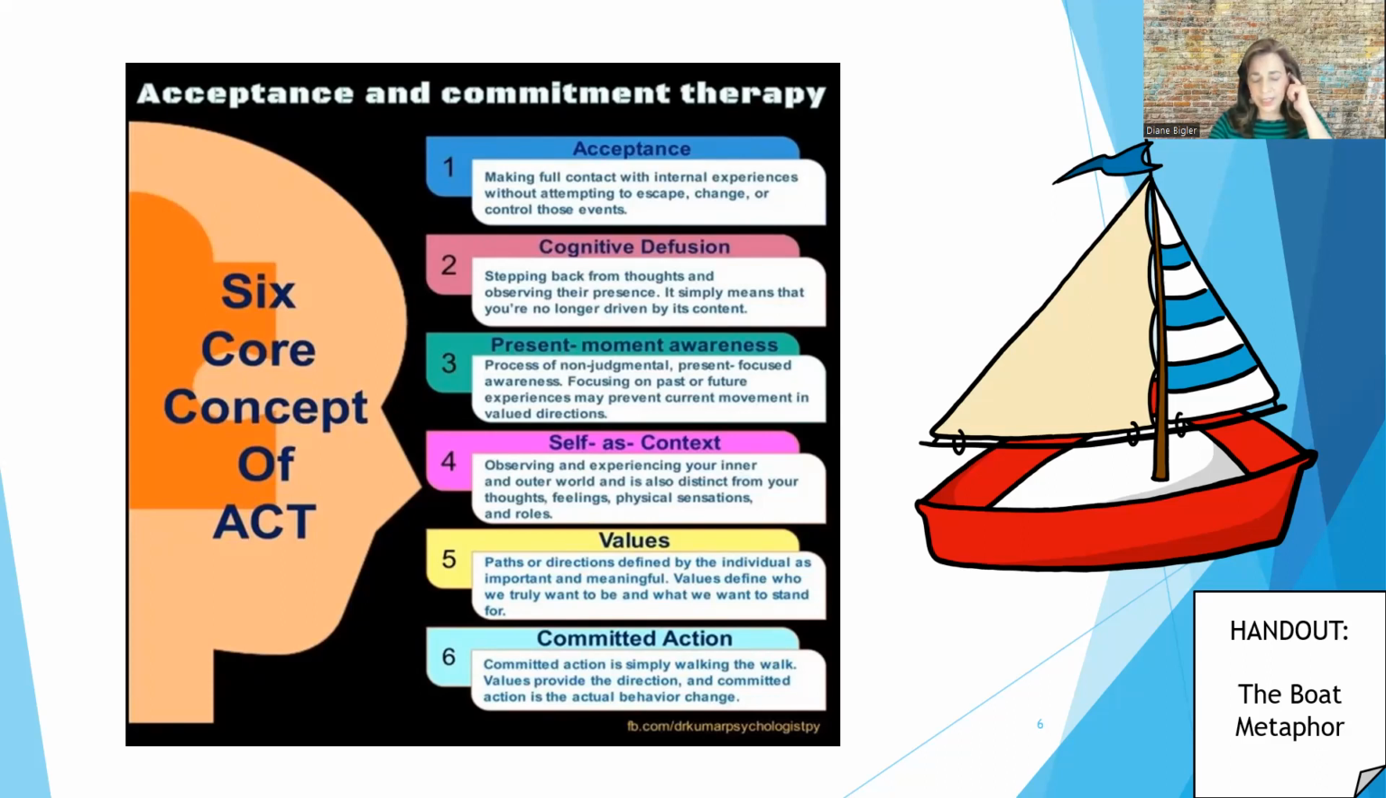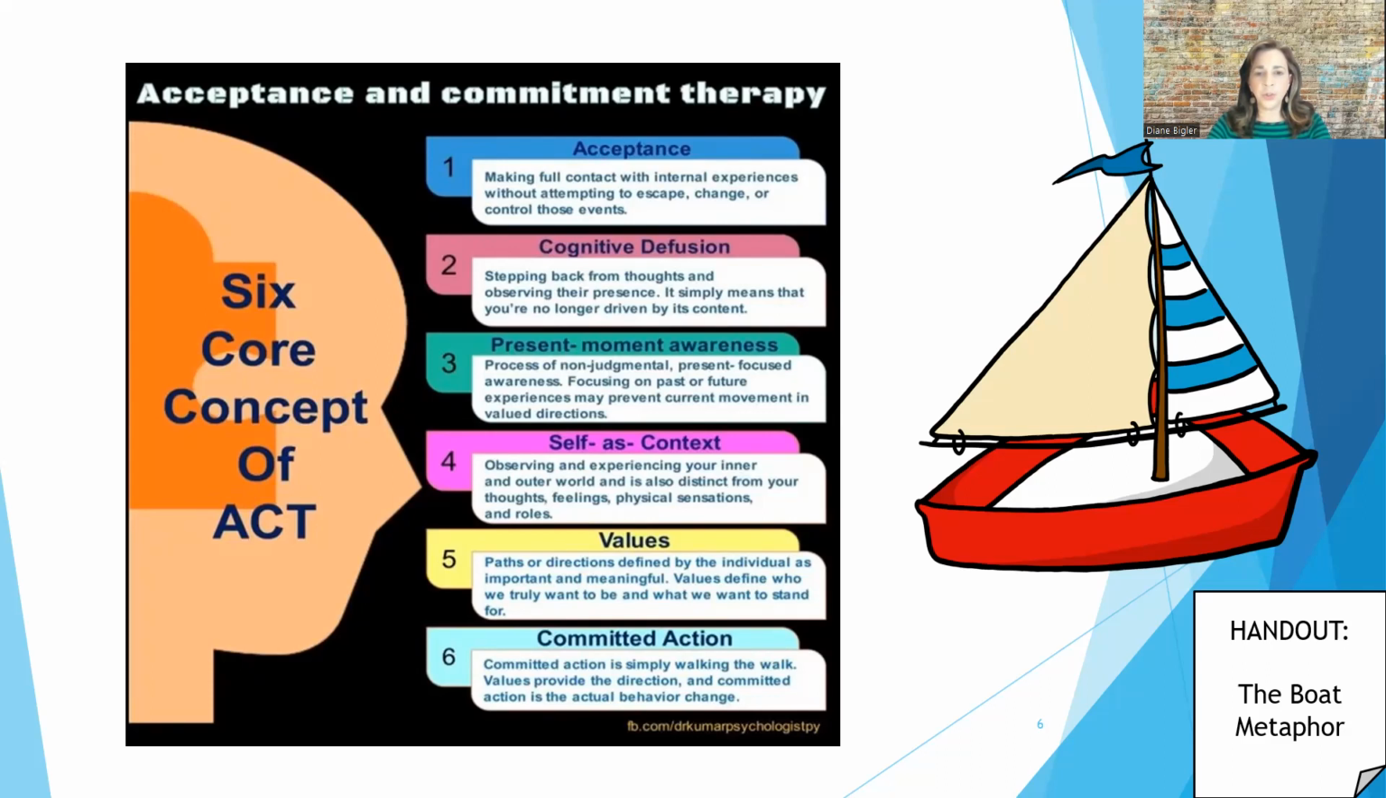Number 4 is self as context. Self as context is really being able to observe and experience our inner and outer world, and also be able to distinguish those from our thoughts, feelings, sensations, and roles. So it's really just looking at ourself as separate from everything else that is happening in life.